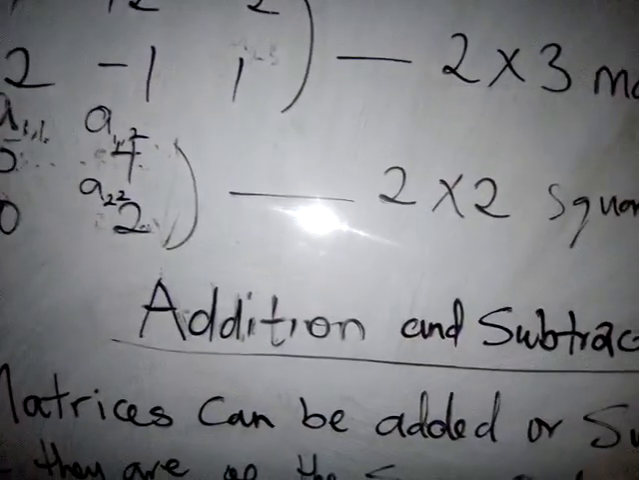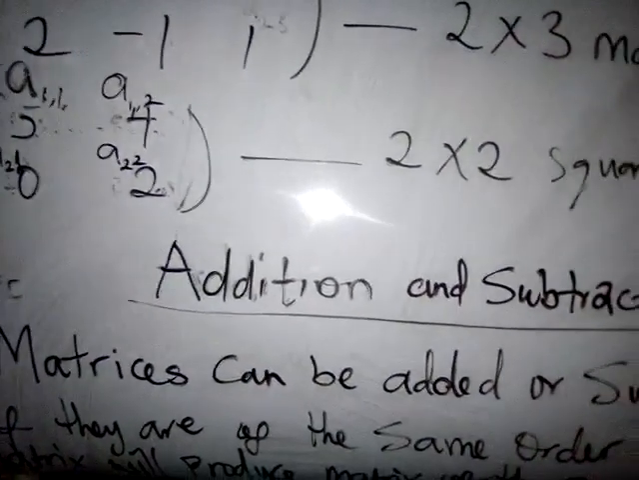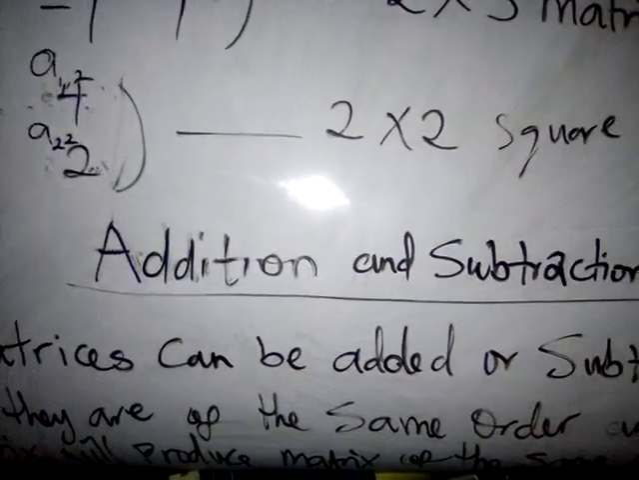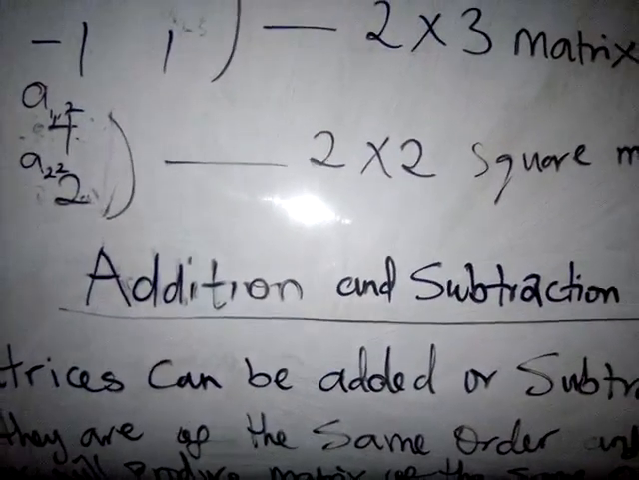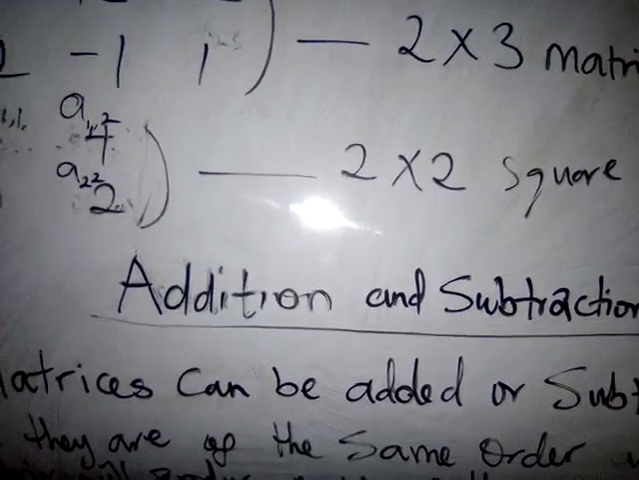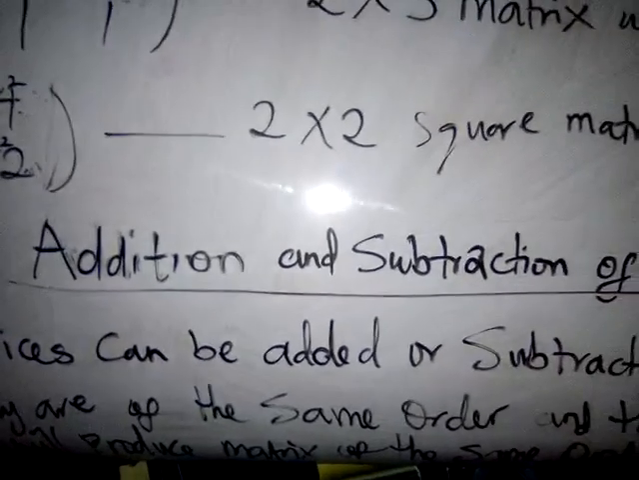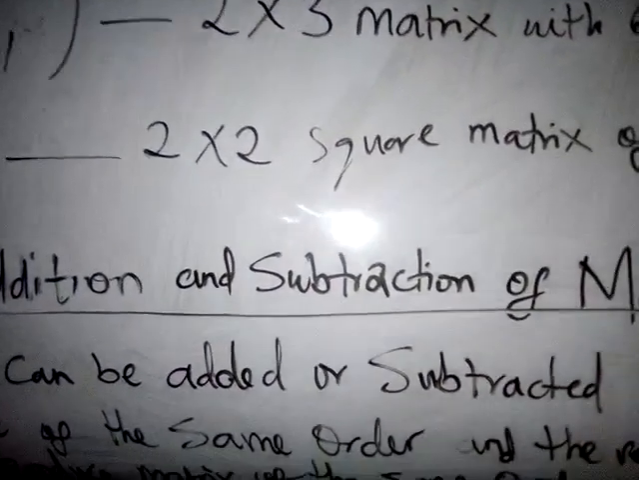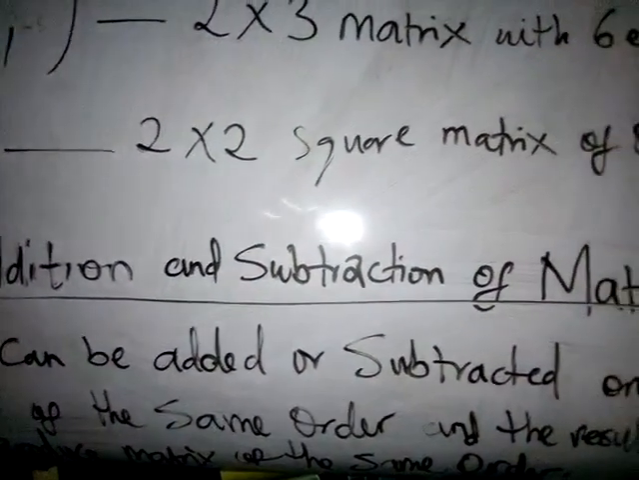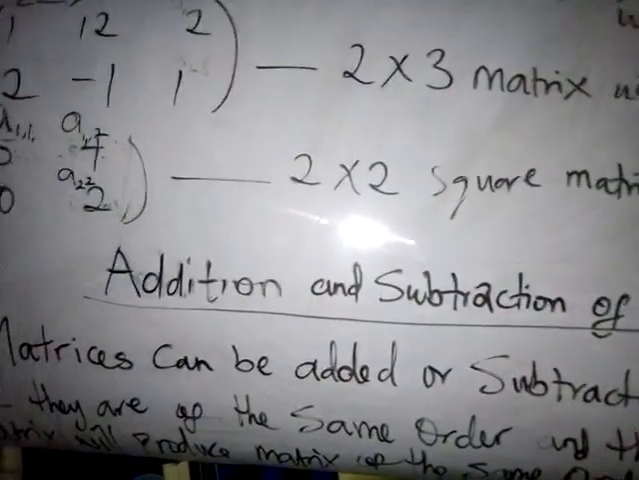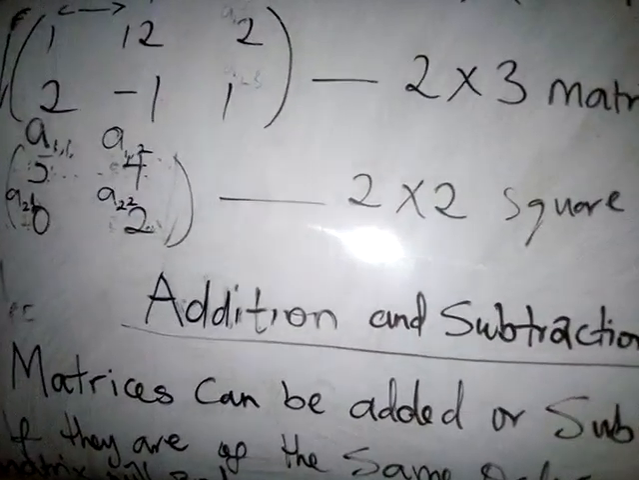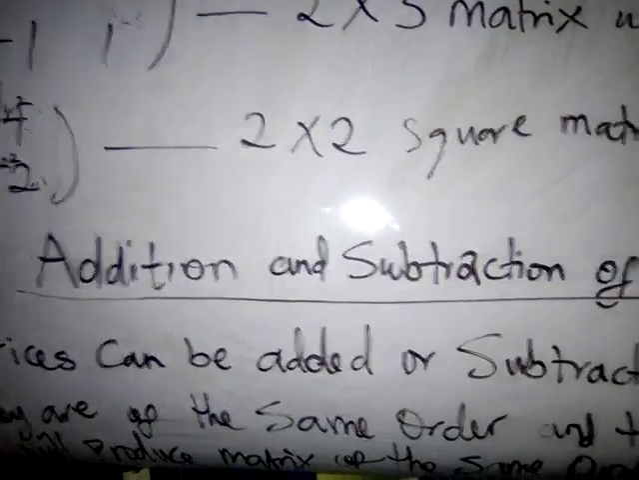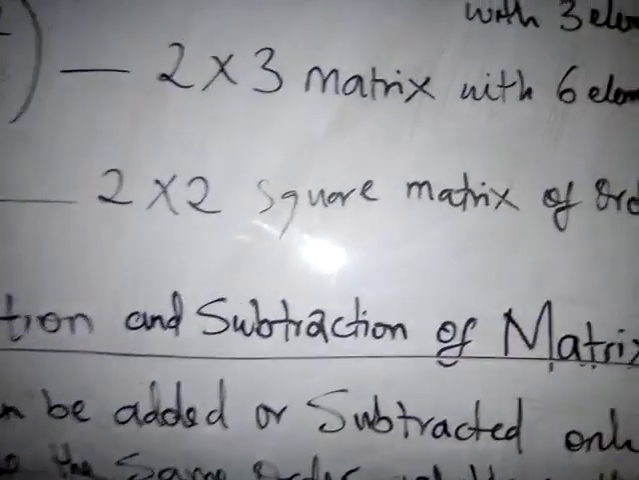So matrices can be added or subtracted if they are of the same order. The same order means of the same size. Do you understand now? Of the same size, like 2 by 2, 2 by 2. If you have 2 by 2, 2 by 2 now, they have the same order. That's the order. They have the same size in terms of rows and columns. So they have to be the same order, and the result they will produce when you add or subtract will also be of that same order. If it is 3 by 3, it will still give you 3 by 3.